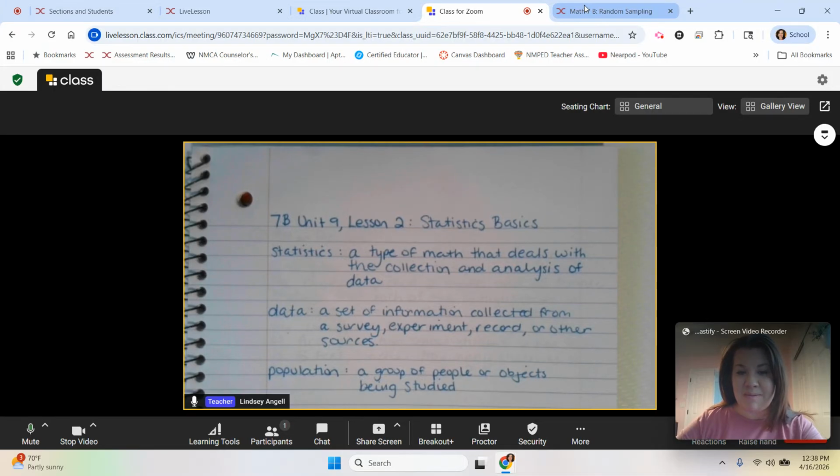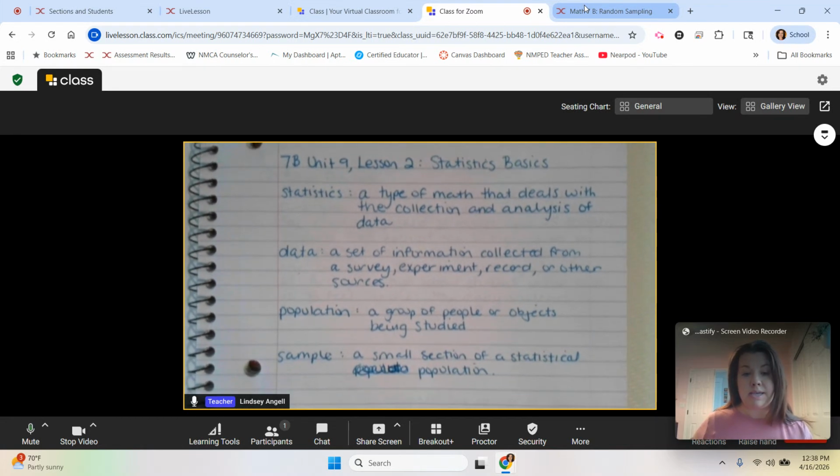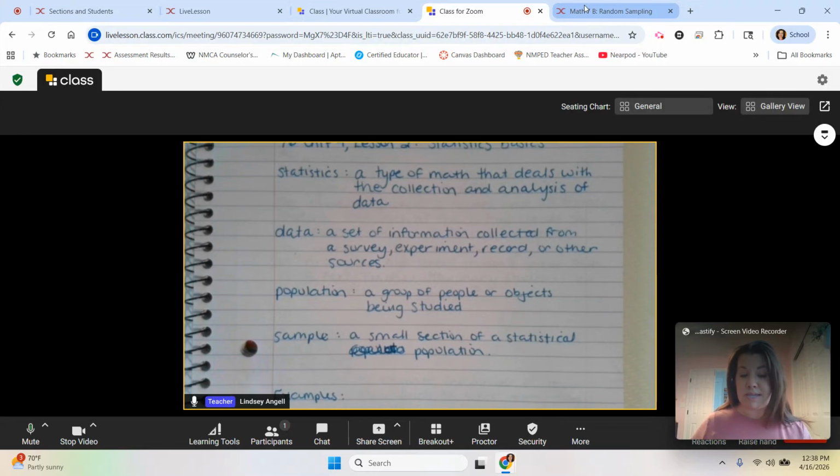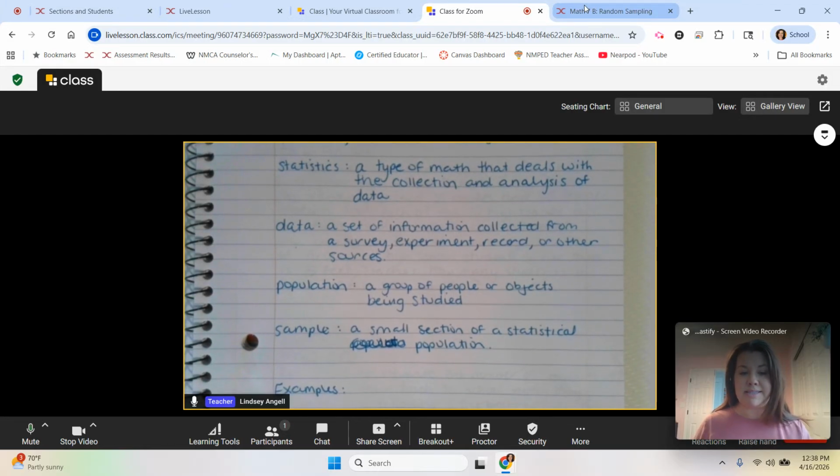Statistics is a type of math that deals with the collection and analysis of data, so not only collecting it, but then figuring out what all of this data means. Data is a set of information collected from a survey, experiment, record, or other sources. A population is a group of people or objects being studied. And a sample is a small section of a statistical population.